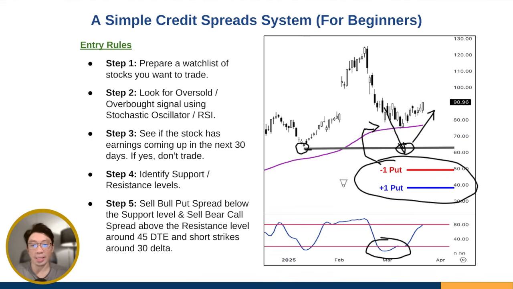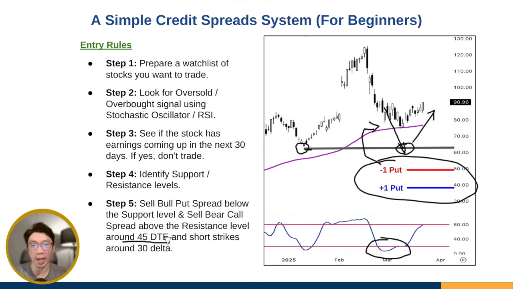Now, as for the DTE and the short strikes, this is where we want to choose around 45 DTE. So why 45 DTE? This is something that I've talked about in a lot of my videos. If you have seen a number of my videos, then yes, you already know why 45. But for those of you who are new to my videos, and these are probably the first few videos you have seen, the reason we want to go with 45 DTE is because this is where our edge lies.